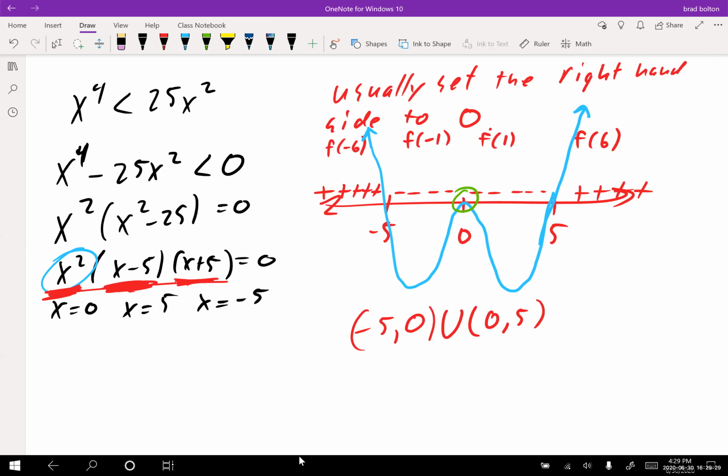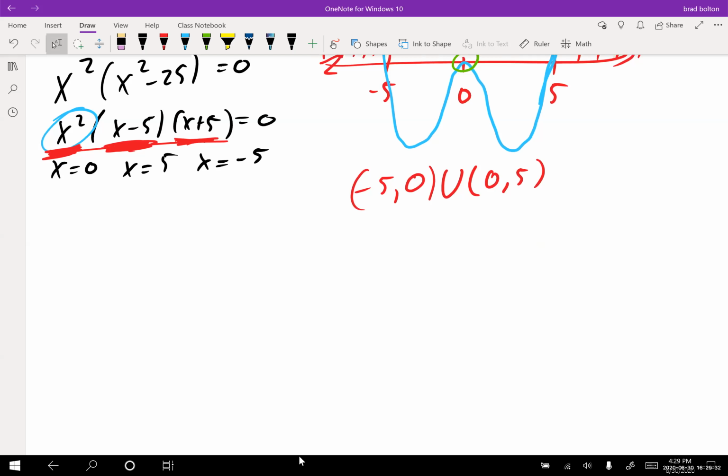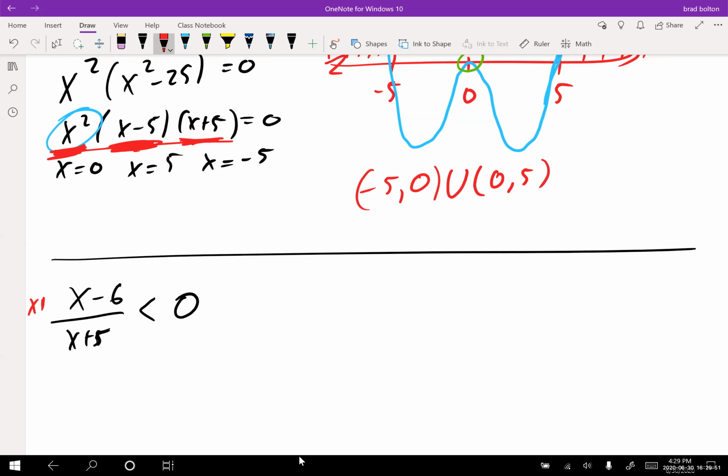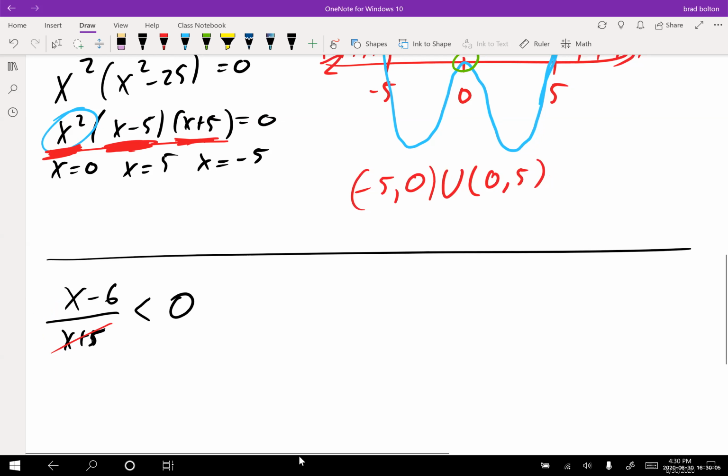Now, let's look at a little bit different problem. Let's look at one like this. So these are rational functions, so x minus 6 over x plus 5, and we're going to set this less than 0. So the common mistake would be to do this. Some people like to multiply by x plus 5 over 1 on both sides and cancel, and then you just have x minus 6 less than 0, and you think everything's great. Well, you will usually lose an answer in this. Something will go wrong for you, so let's not do that.